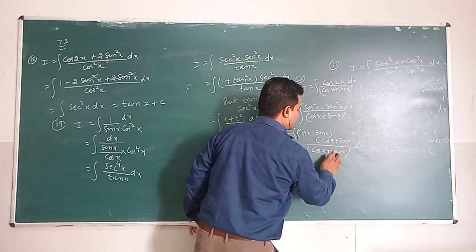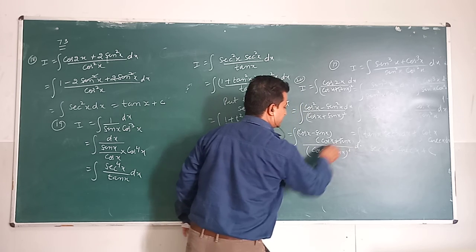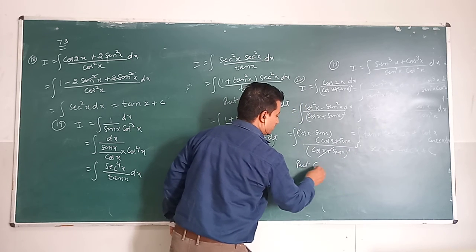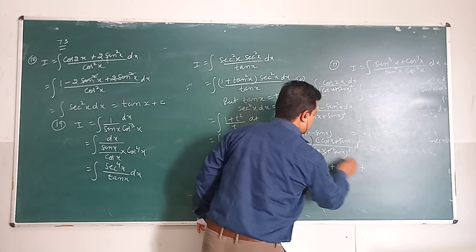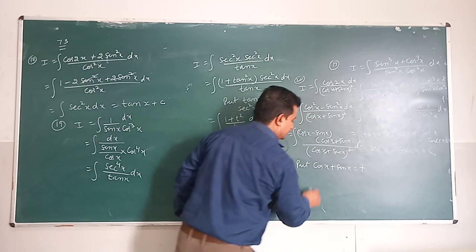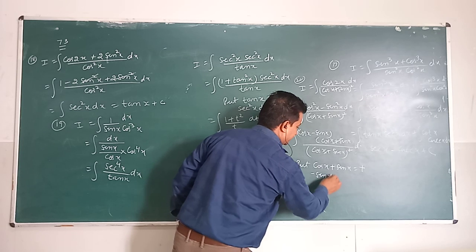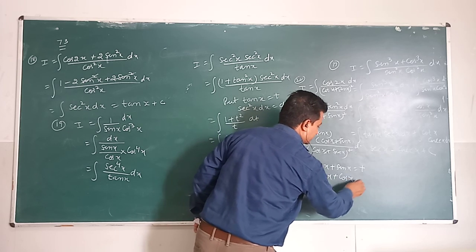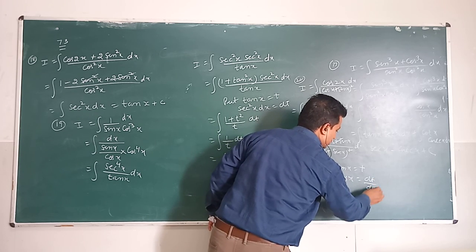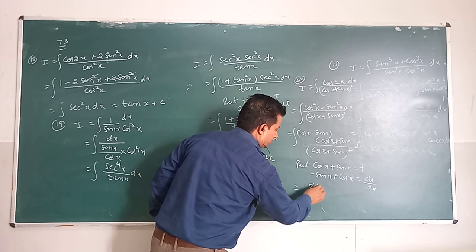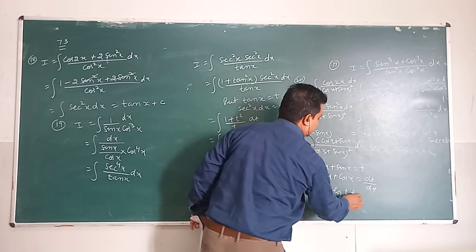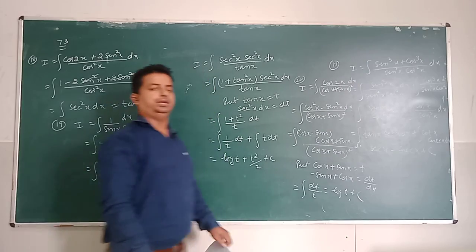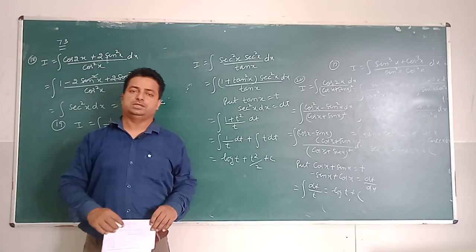So one cos x plus sin x is cancelled out, and we put cos x plus sin x equals t. This one is cancelled out, so its derivative is minus sin plus cos, it's dt upon dx. So this is dt upon t. So the integration is log t plus t. Put the value of t here, you will get the answer of this question.